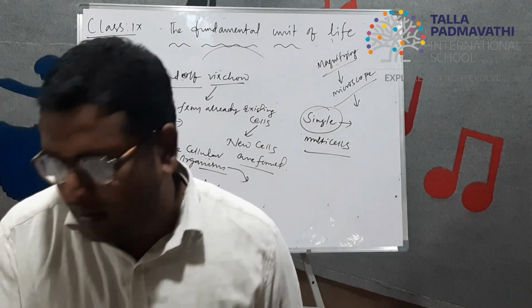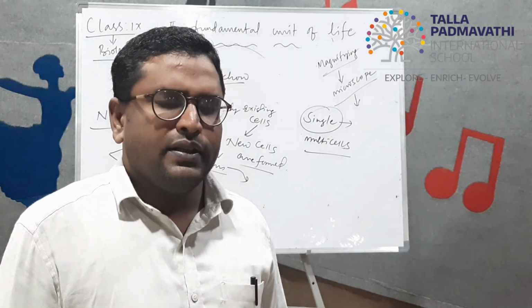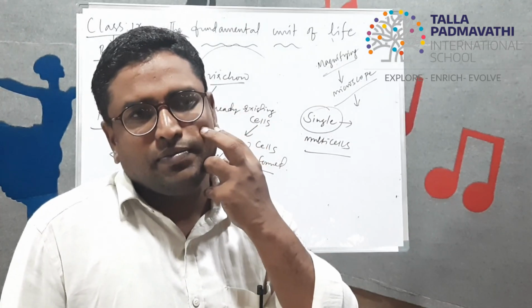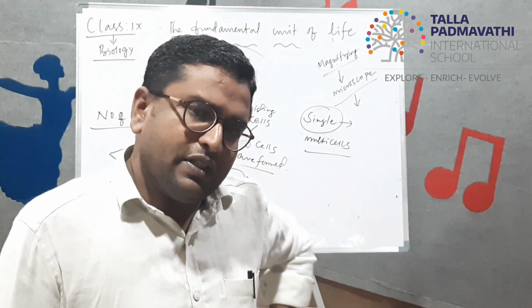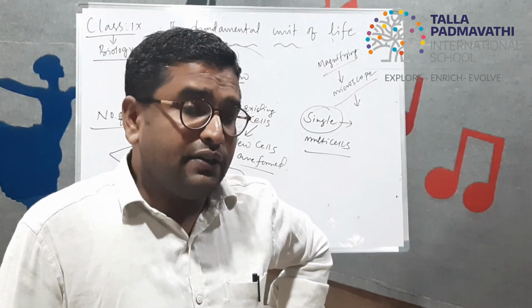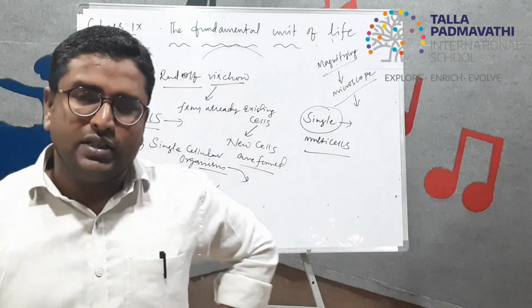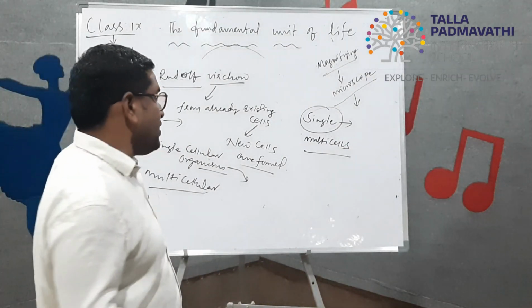Nerve cells are of a typical shape. Nerve cells are in a different shape, cheek cells are in a different shape, liver cells are in a different shape, blood cells are in a different shape. Like that we can see there is a variation. And you have to understand the important thing, that is division of labor.